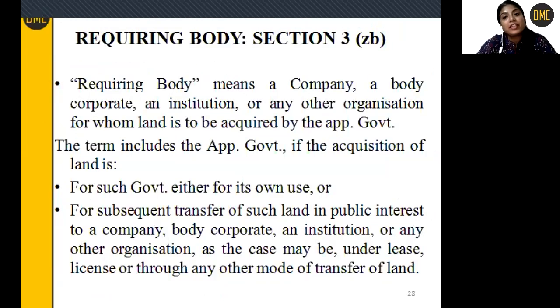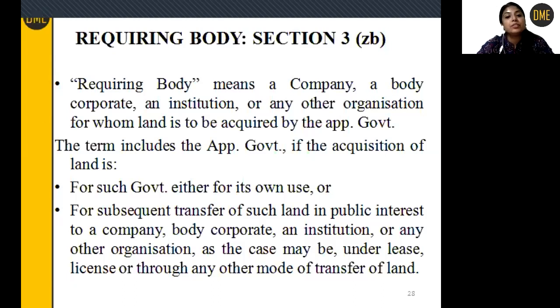Next is requiring body, section 3ZB. Requiring body means a company, a body corporate, an institution, or any other organization for whom land is going to be acquired by the appropriate government. So under application, we have discussed clause 2, subclause 3, where a private entity requests the government to acquire the land for a prescribed part of the prescribed area, and now this company is a requiring body, and the requiring body only needs to follow the provisions of rehabilitation and resettlement.